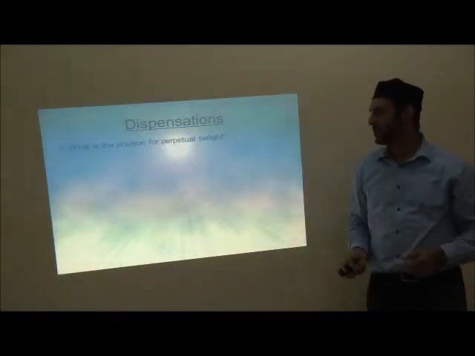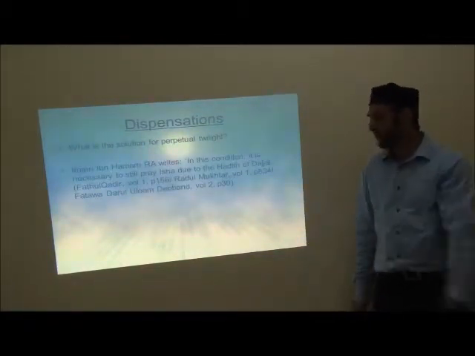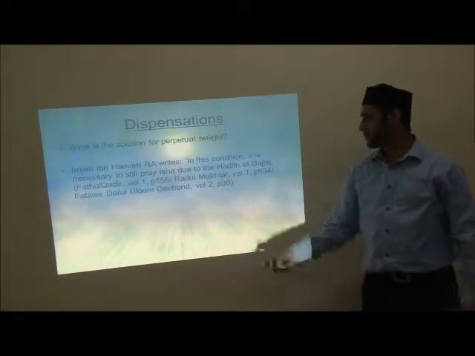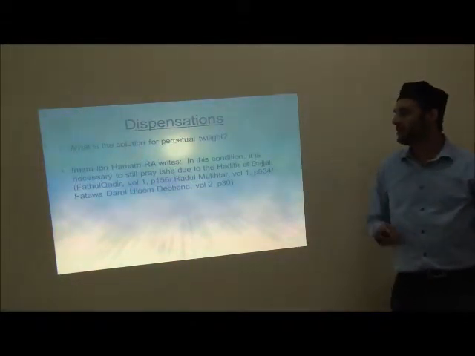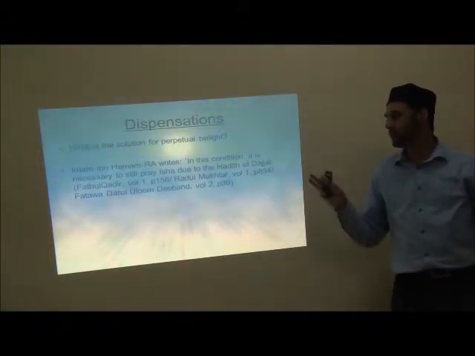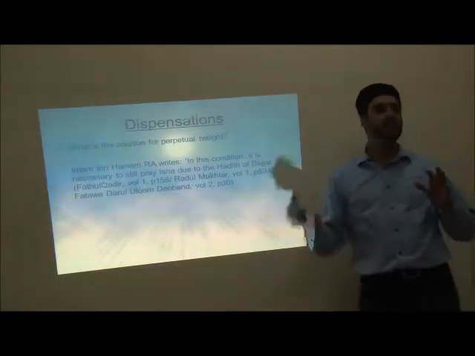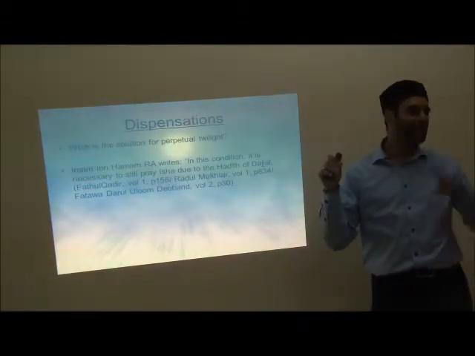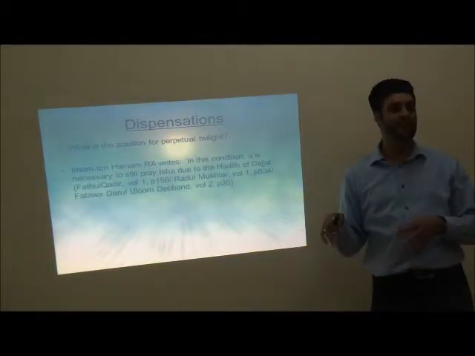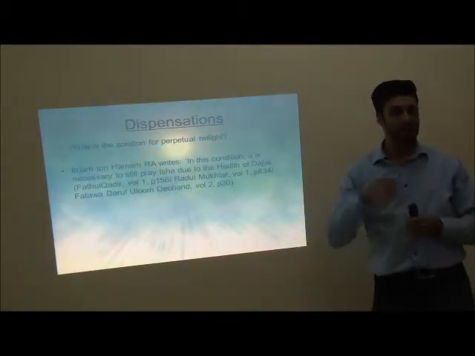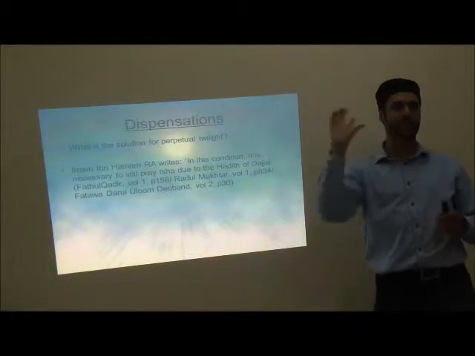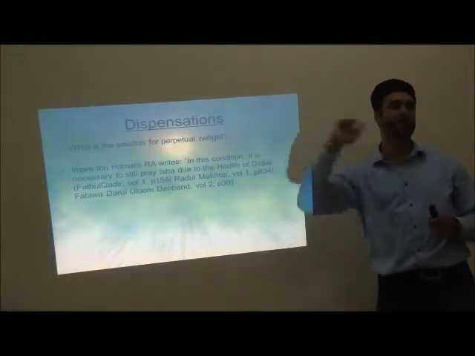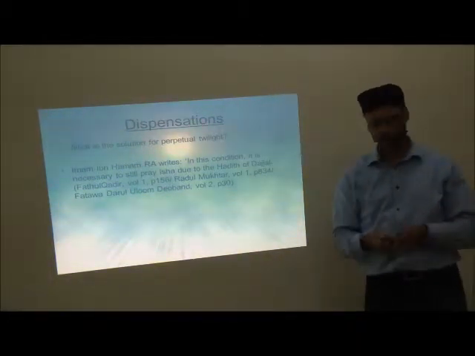So what is the solution for perpetual twilight? Now, in this condition, it is necessary to still pray Fajr and Isha due to the hadith of the Dajjal. So basically, even if Fajr doesn't kick in, even if Isha doesn't kick in, which means you're not going to get a Fajr, we still have to pray. So we still have like a biological cycle. We still have a cycle. You're still getting the day and night, right? Even though you're not seeing it.